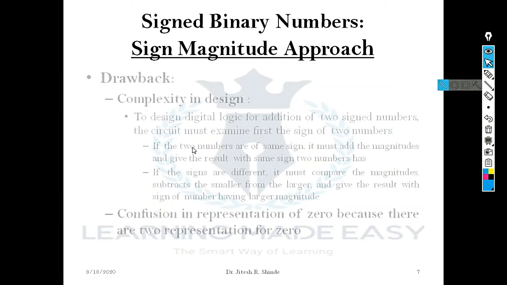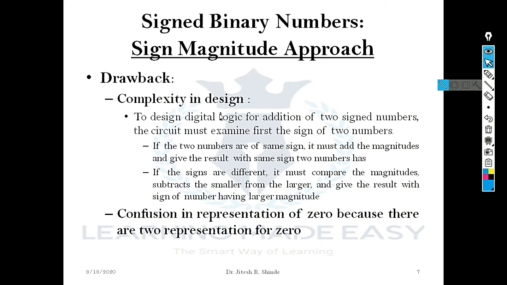Drawback: complexity in design. The first drawback is complexity in design. If both the numbers are positive, the result will also be positive. The circuit will be simple. If you are designing an application in which the inputs are based on the sign magnitude approach, and both inputs have the same sign, the circuit will be simple. Plus plus gives a positive result, minus minus gives a minus result. But if the two numbers have different signs, then the complexity will arise. This will increase the complexity of the hardware in the designing process or in the algorithmic process.